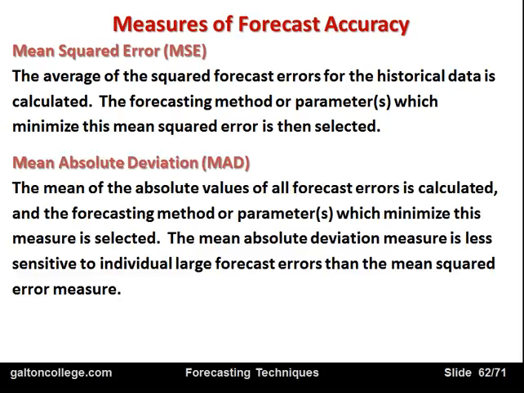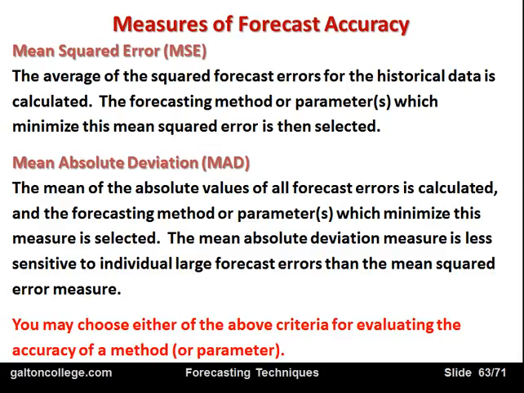So one technique, the mean absolute deviation. The mean of the absolute values of all forecast errors is calculated, and the forecasting method or parameters which minimize this measure is selected. The mean absolute deviation measure is less sensitive to individual large forecast errors than the mean squared error measure. So it's a little more stable. It boils down to choosing the one which gives the best results. Just pick the method which gives the best results and is most reliable over a long period of time.